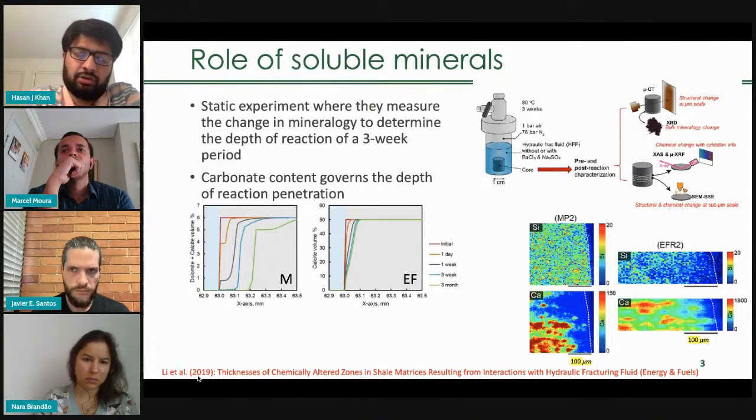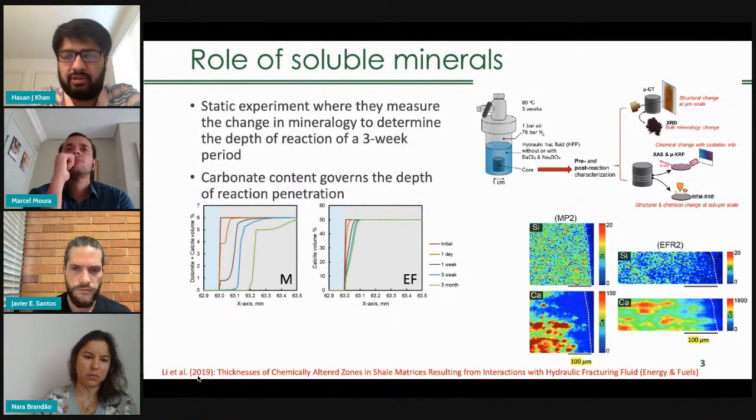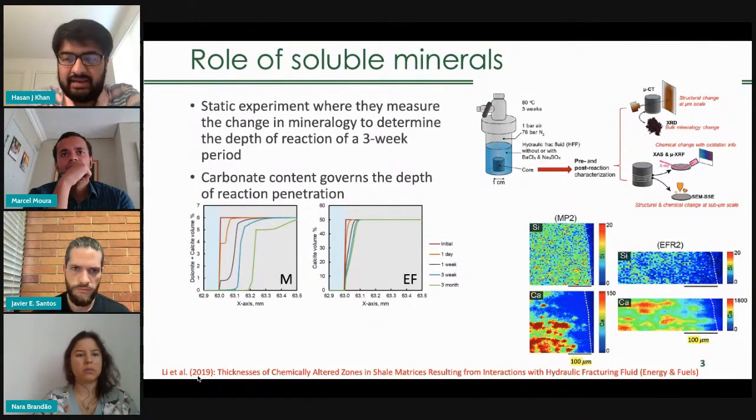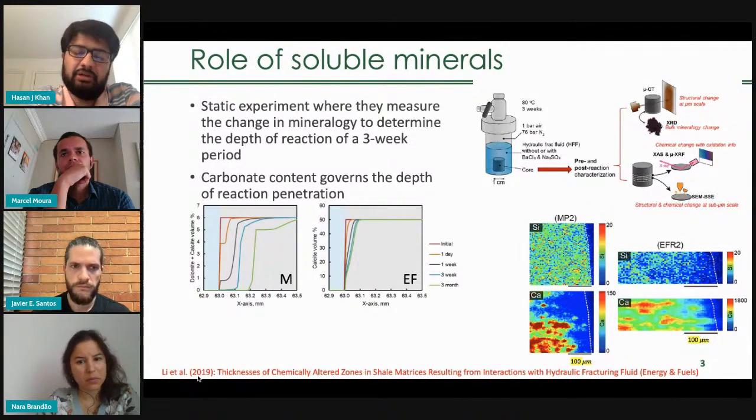They took 2 different types of shales, a carbonate-rich Eagle Ford and a carbonate-poor Marcellus shale, that they exposed to an acidic brine for a period of up to 3 weeks, after which they cleaned the sample, sliced it in half, and conducted micro XRF on the surface. Based on those studies, they were able to generate elemental maps, which are presented on the bottom right-hand side.